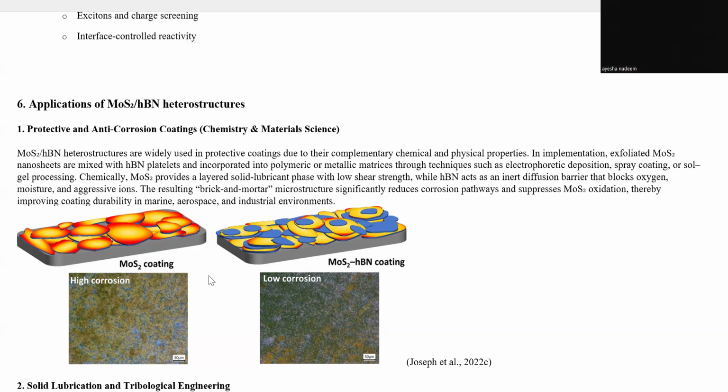Chemically, molybdenum disulfide provides a layered solid lubricant phase with low shear strength, while HBN acts as an inert diffusion barrier that blocks oxygen, moisture, and aggressive ions. The resulting brick and mortar microstructure significantly reduces corrosion pathways and suppresses molybdenum disulfide oxidation, thereby improving coating durability in marine, aerospace, and industrial environments.